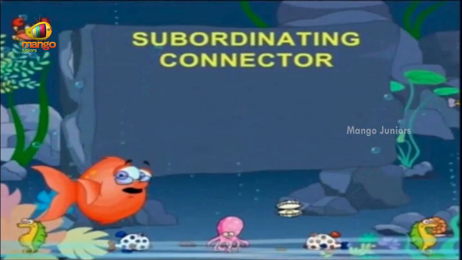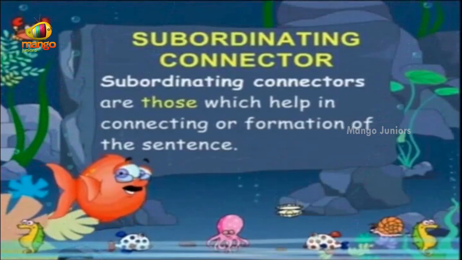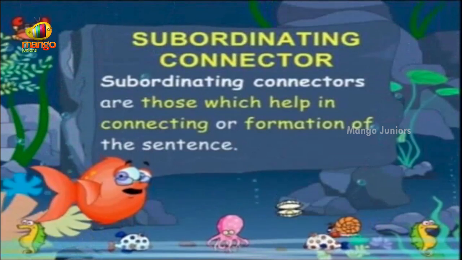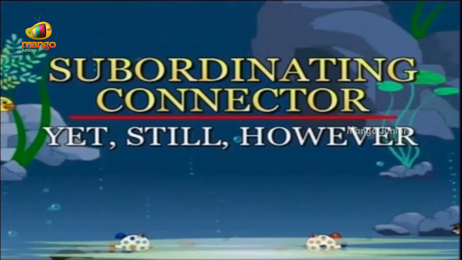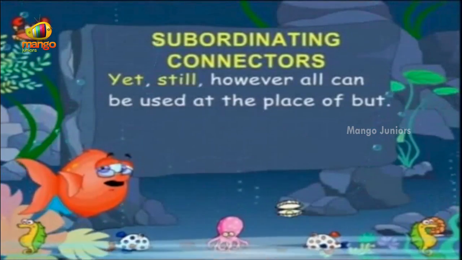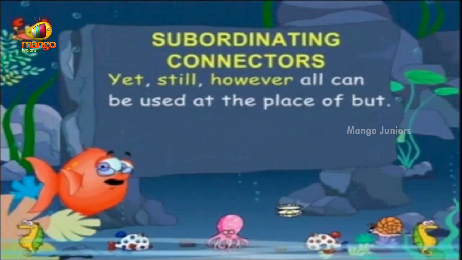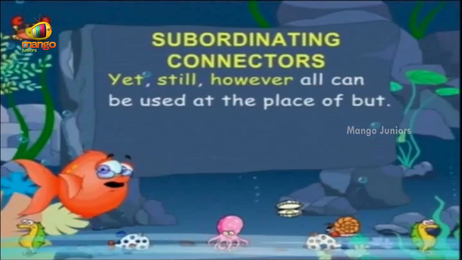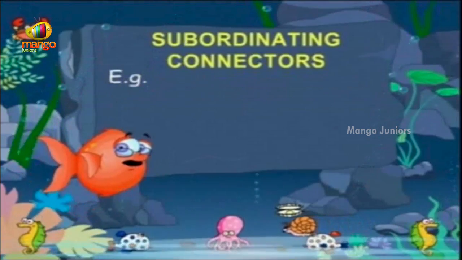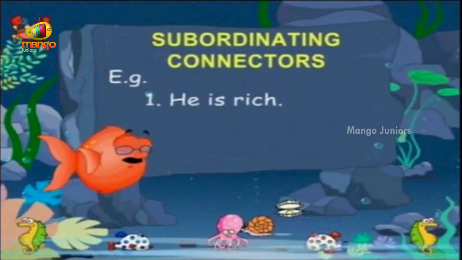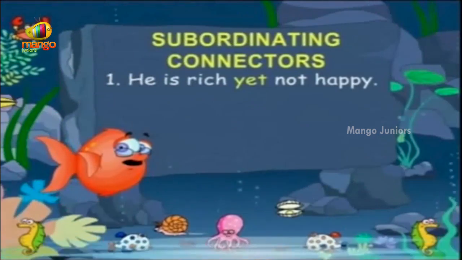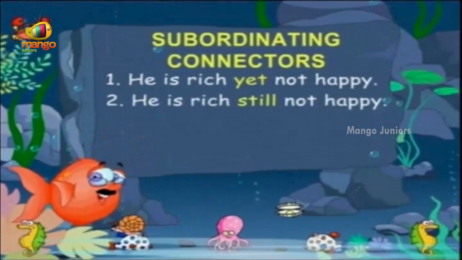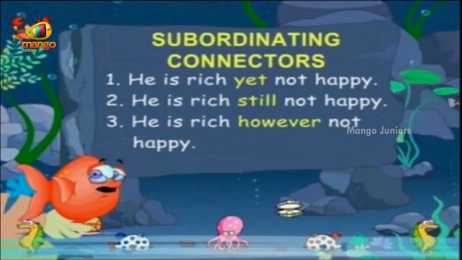Subordinating connectors. Subordinating connectors are those which help in connecting or formation of the sentence. Yet, still, however, all can be used in the place of but. Example, he is rich. He is not happy. He is rich yet not happy. He is rich, still not happy. He is rich, however, not happy.